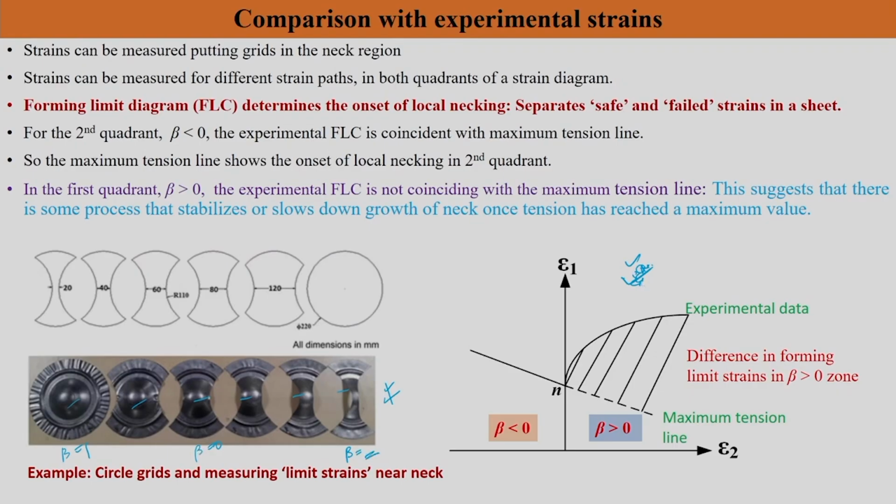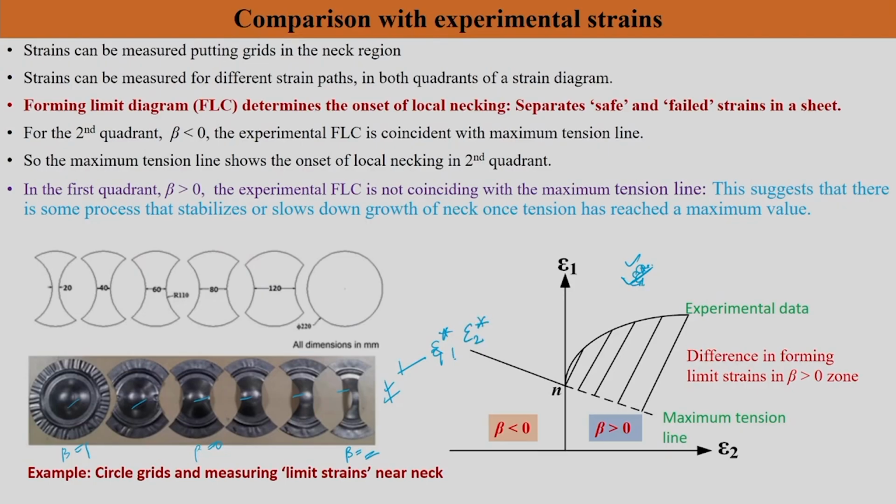If you deform it and allow it to fail, the circle grids will be converted into ellipses. You can measure your limit strains epsilon 1 and 2 closer to the neck region, and you can get epsilon 1 star and 2 star from this. From the experimental point of view, epsilon 1 star and 2 star you can get from this.